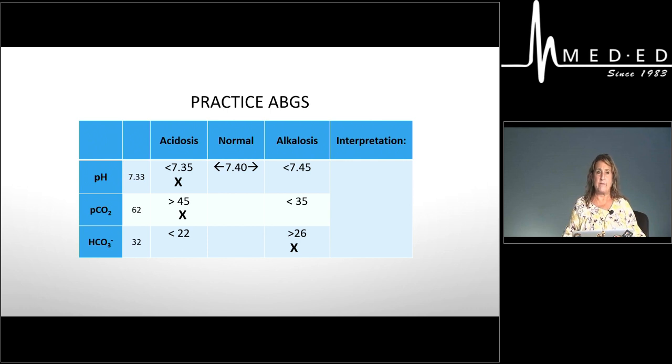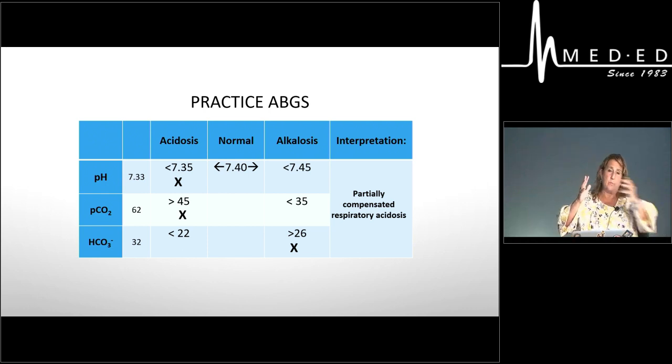Okay, so now everything's out of whack. So follow, your primary problem is going to be on the same side as your pH problem, okay? So your problem is a respiratory acidosis, but it's partially compensated because the opposite parameter is also not in the normal range. So what that bicarb is trying to do is pull the pH back to the normal level, because that's what your body tries to do, is compensate.